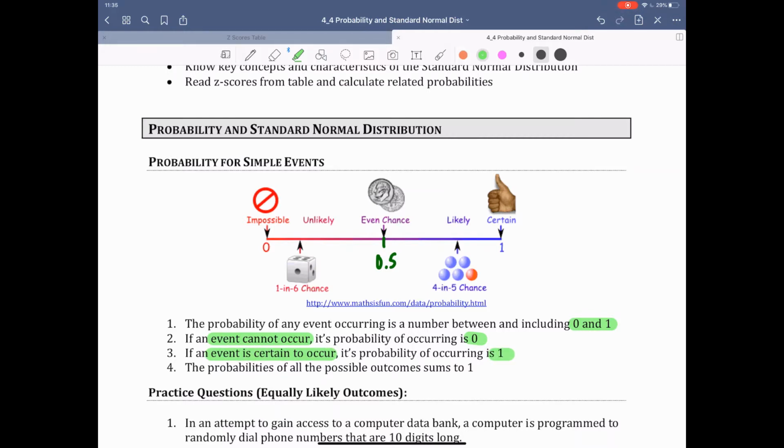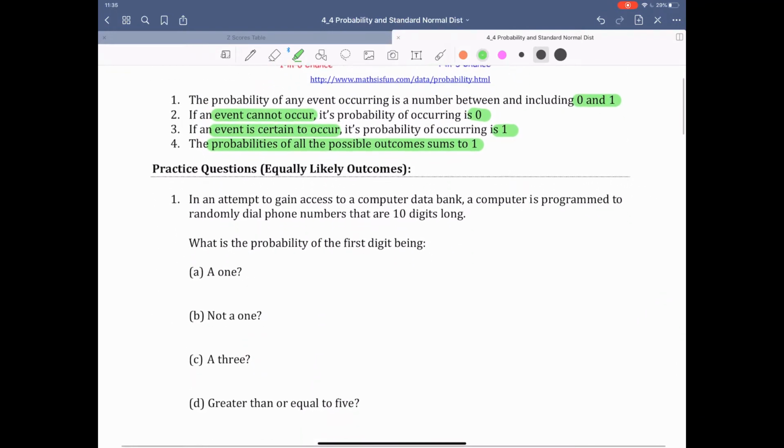And one thing that I haven't discussed is that the sum of all the probabilities of all possible outcomes is equal to 1. So if you looked at what is the probability that I flip a coin and I get heads or I get tails, when I add those two probabilities up, they must equal 1, because those are all possible outcomes. You can't get anything other than heads or tails when it's a coin. Okay, so let's do some practice questions.